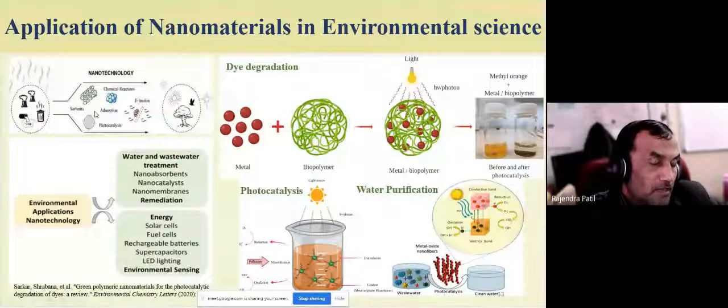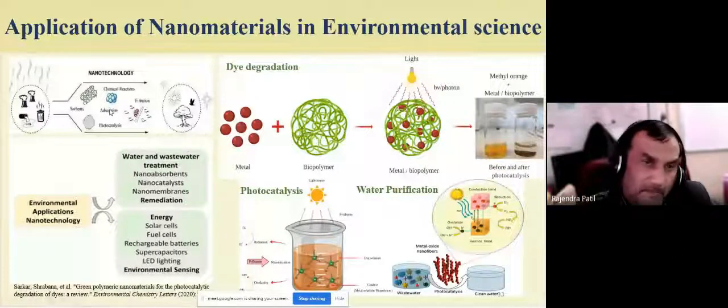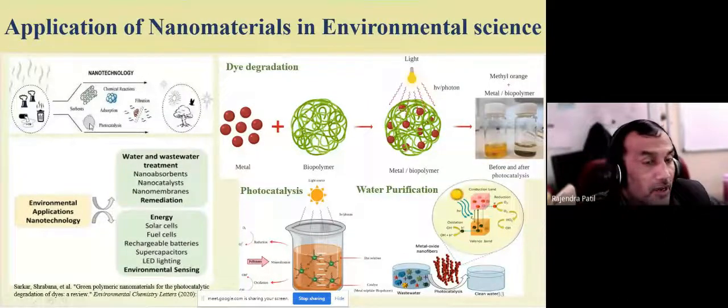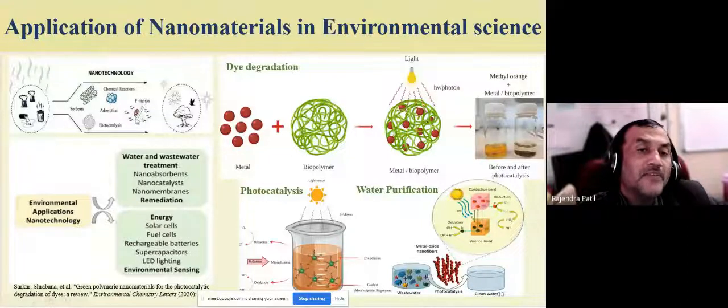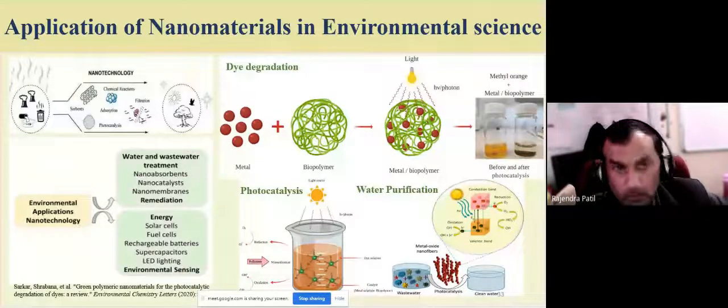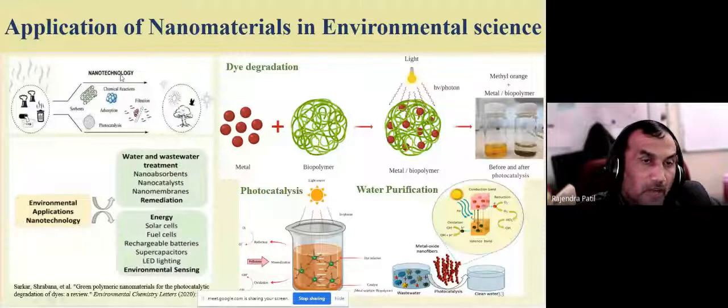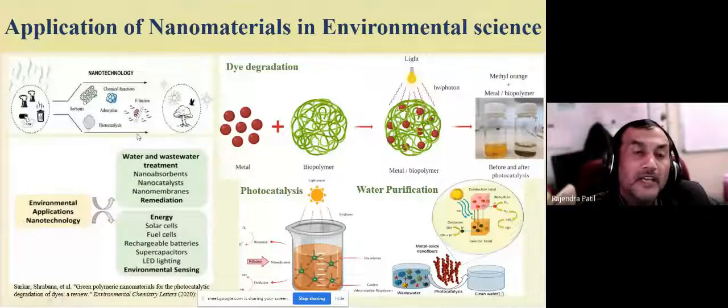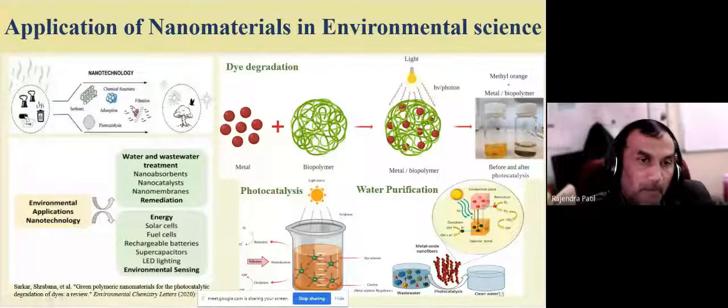So some nanomaterials can absorb heavy metals. Some nanomaterials act as a photocatalyst. They degrade the organic pollutants present in the water. Some nanomaterials act as filtration, like graphene and porous nanostructures, so that the organics and the metals are removed. So this is how nanotechnology has entered into cleaning up the environment.